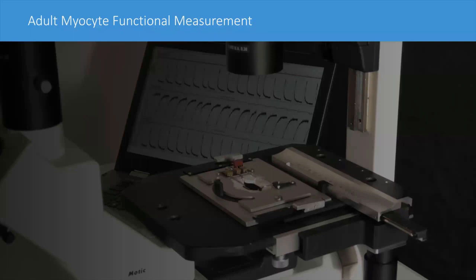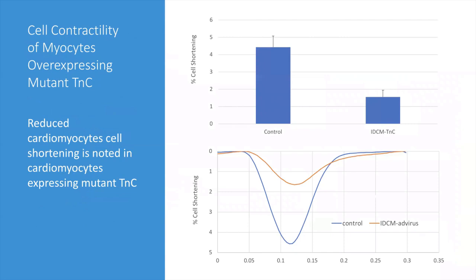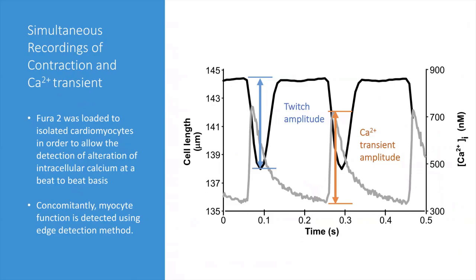Using commercially available instruments, such as the IonOptix cell contractility system, one can measure cellular functions and calcium dynamics on a beat-to-beat basis simultaneously, as shown here. And shown here is an example of cell shortening of a control cardiomyocyte and a myocyte expressing mutant troponin C. It shows reduced contractile function in cells expressing mutant troponin C. In addition to cellular function, the IonOptix system also allows simultaneous measurement of intracellular calcium dynamics, as shown here.